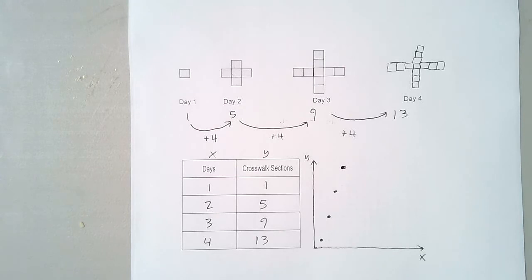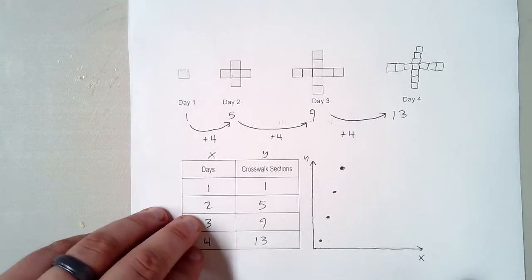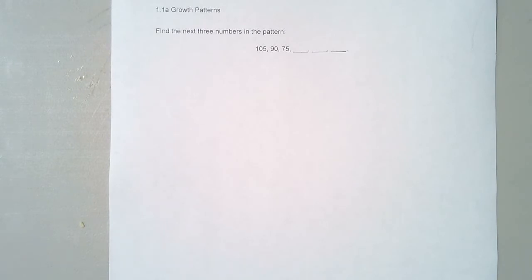So that is just a general idea of what we are doing as far as looking at these patterns, seeing what's happening, and then trying to use that to predict what's going to happen in the future. Okay, so the last thing that we're going to do is continue on with this idea, but take away the visual pieces. So in this section, we're going to take a look at finding the next 3 numbers in this given sequence of numbers. So we have 105, we have 90, we have 75.